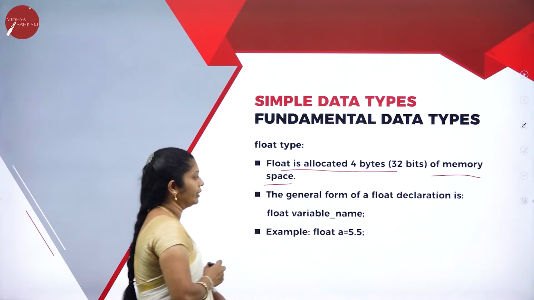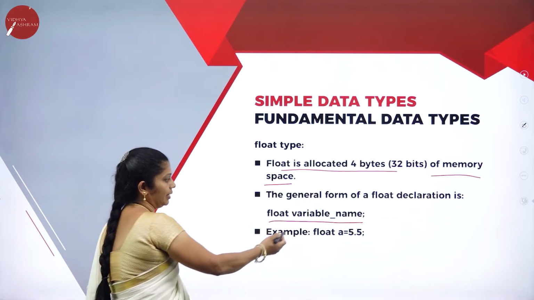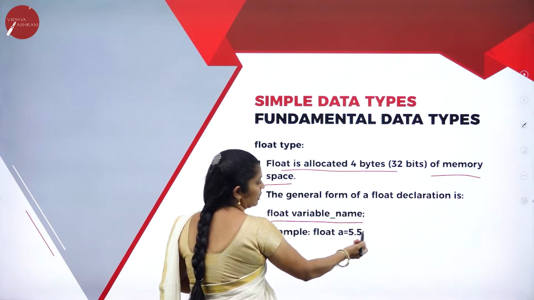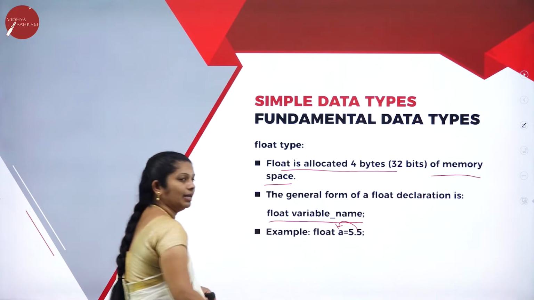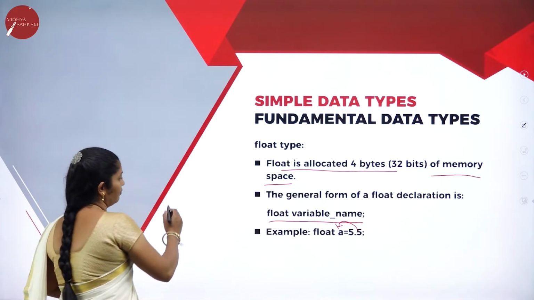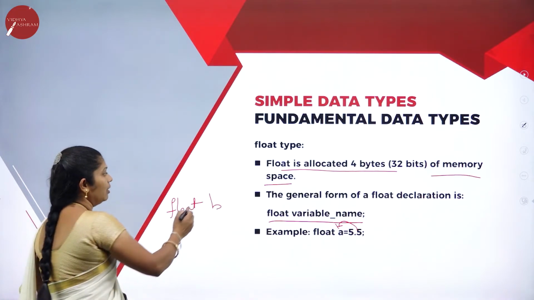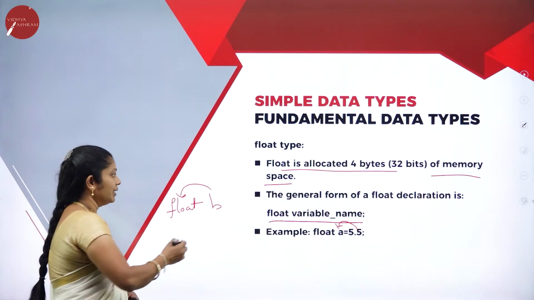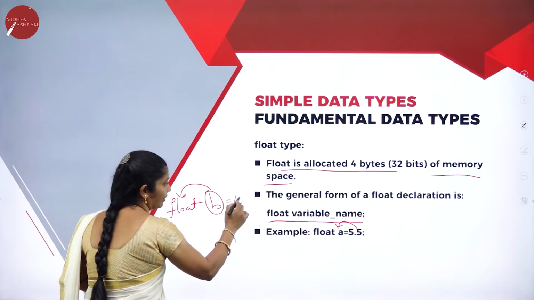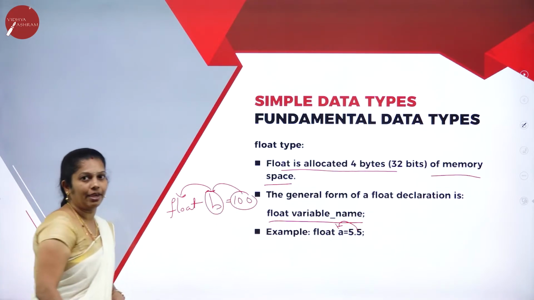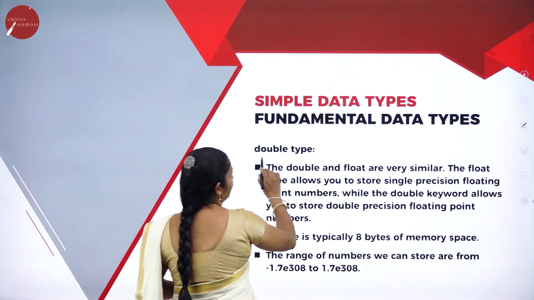The general form of float declaration is float, then the variable name. For example, float A equals 5.5. It means that 5.5 is assigned to the variable A here. For example, if I write float B, here B is a variable of type float. It means that it stores a value of float format. Then if I write 100, that means 100 will be assigned to this variable B. Now is it clear? Next, the next type is the double type.